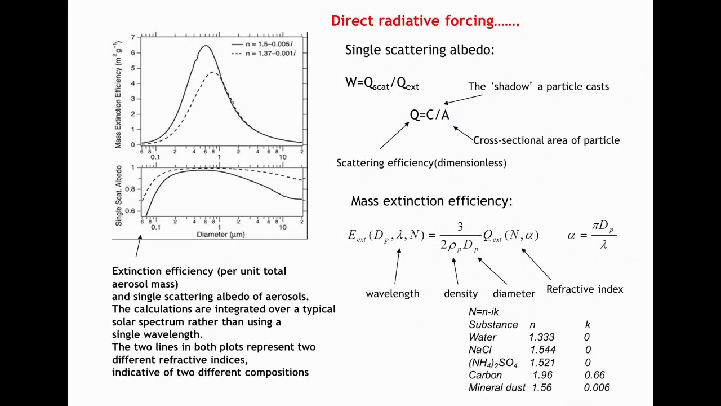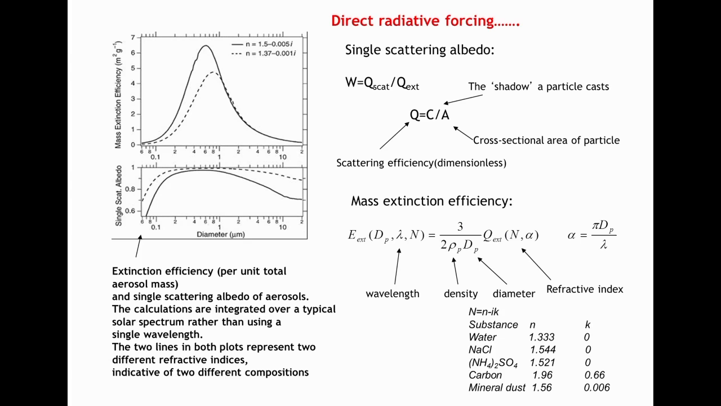Are you familiar with the terminology up there? So the mass extinction coefficient, or mass extinction efficiency, is diameter dependent and dependent upon the refractive index, as is the single scattering albedo. What's the single scattering albedo? Does anyone know? Yeah. The amount of scattering over the amount of extinction. Okay?